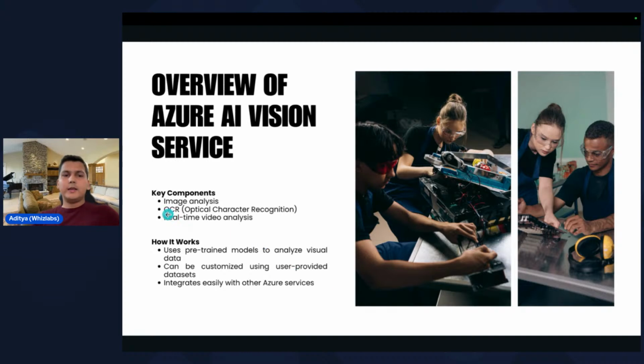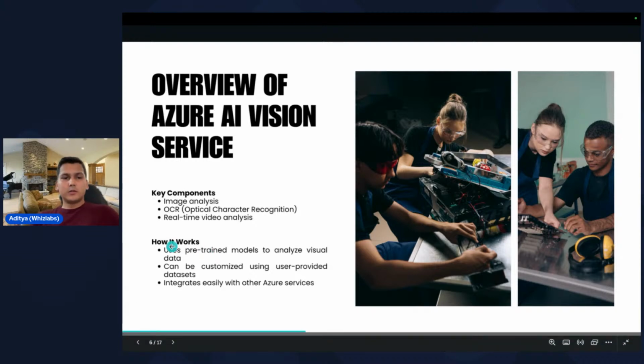It can also be helpful in OCR, optical character recognition, which means it will extract text from your image. Let's say you have given an image to Azure AI Vision, and there is text written on the image. It will extract the text from your images, and it will digitalize your data, right?